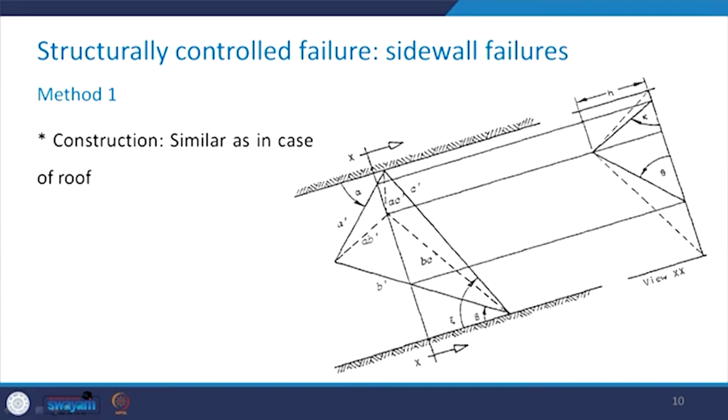Then construction will be done exactly in the similar line as we did in case of the roof failure. So, we take any point, draw the lines parallel to the traces A prime, B prime and C prime, and we get this shape of the wedge, triangular shape like this, and this is the third side.